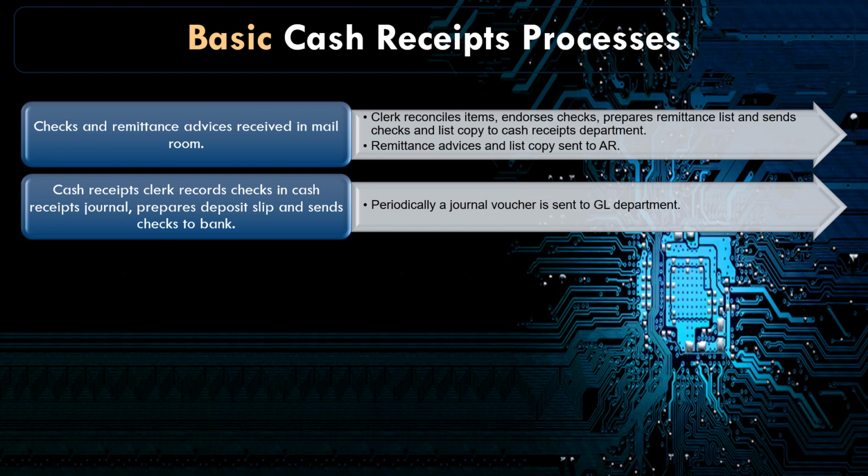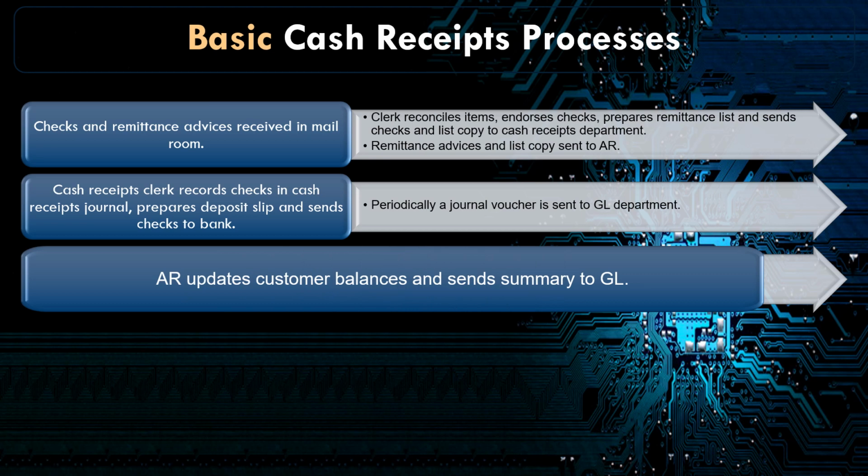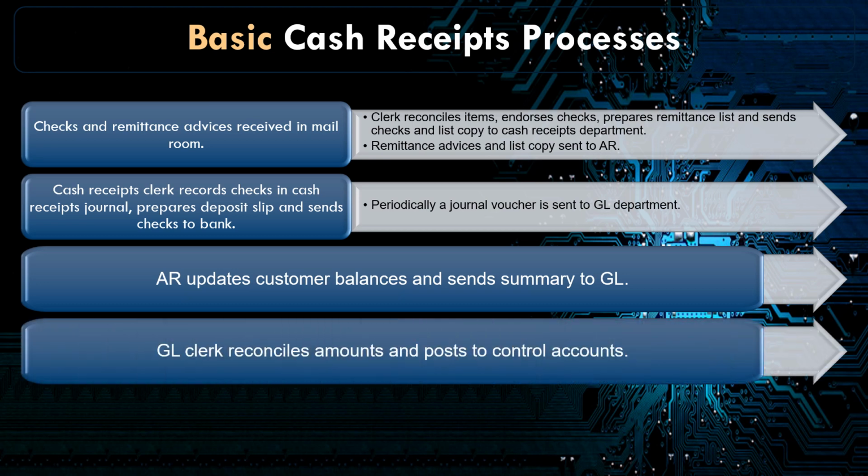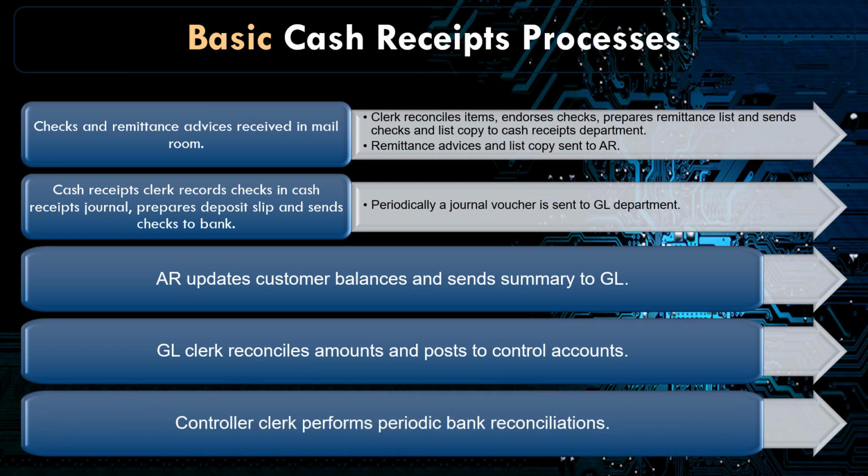The cash receipt clerk records the check in the cash receipt journal, prepares the deposit slip, and sends the check to the bank. Then accounts receivable will be updated by the clerk, who also sends the summary to the general ledger. The general ledger clerk reconciles the amounts and posts to the control account. The controller clerk performs periodic bank reconciliation.